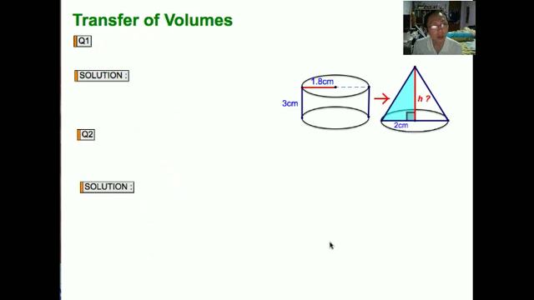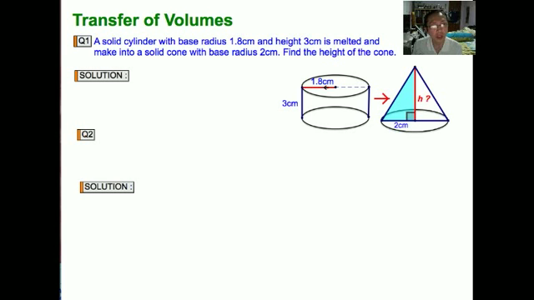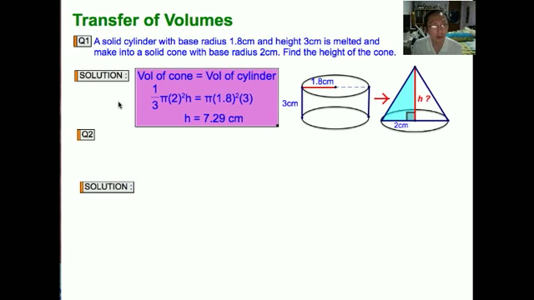The next type of sums is a transfer of volumes. In question 1, we see that a solid cylinder is melted to make into a cone of base 2 cm. Since one solid is made from the other, their volumes are equal. The volume of a cone equals the volume of a cylinder. We put in the formula for each. In this way, pi is cancelled out and we can find the height, which is 7.29 cm.